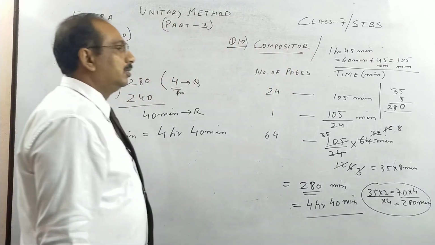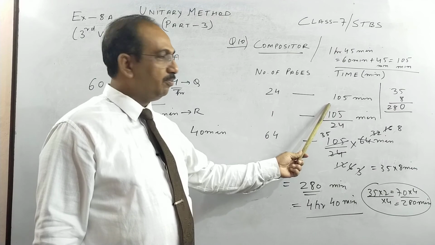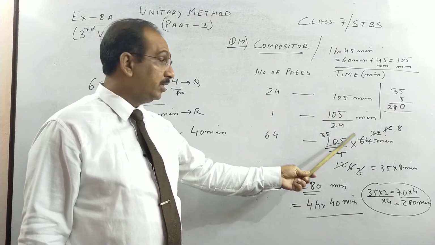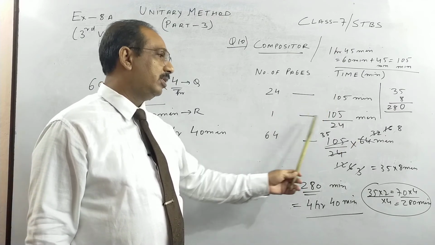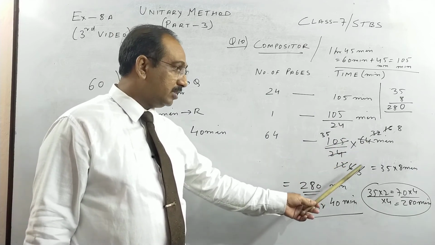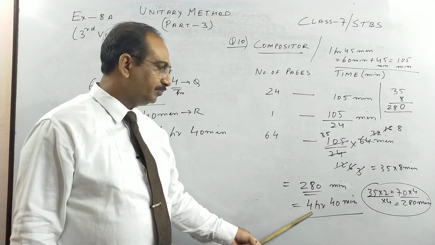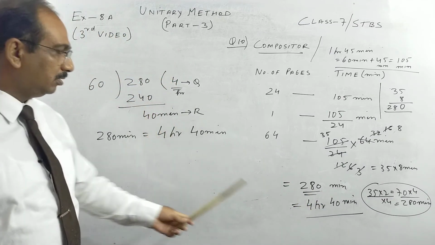Okay, so 24 pages he composes in 105 minutes. See, I have changed the order because I have to find time. 1 page he will compose in less time. 64 pages he needs more time. So I cancel and all, and I get 280 minutes. Then I change 280 minutes into hours and minutes.